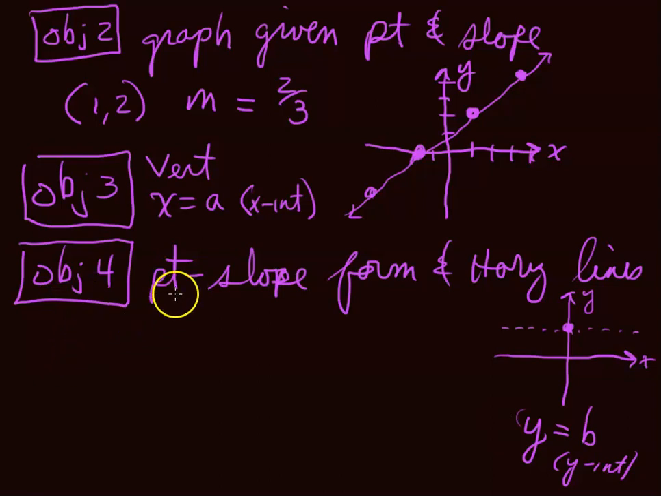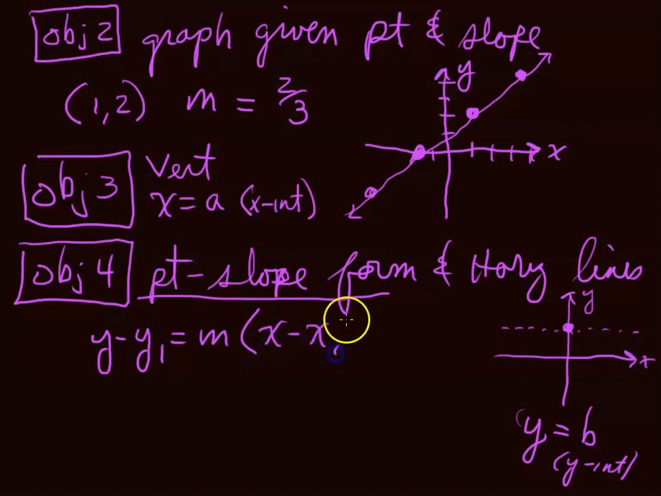The point-slope form: y minus y sub 1 equals m times the quantity x minus x sub 1. What is the point? The point is x sub 1, y sub 1. The slope is m. So if we're given the point x sub 1, y sub 1, and if we're given the slope, we can find the equation because the only thing left is the x variable and the y variable, which is what we need.